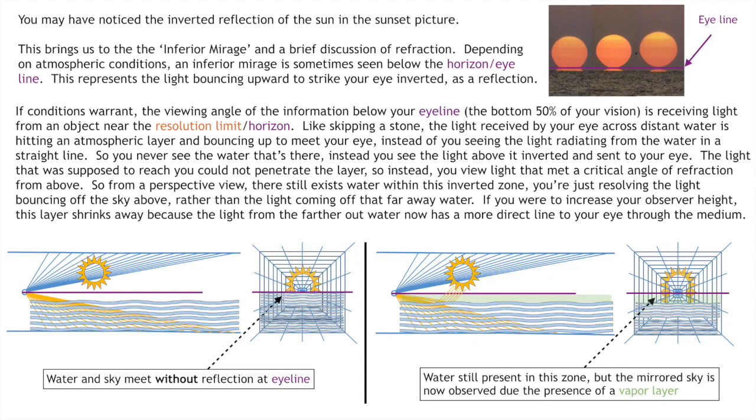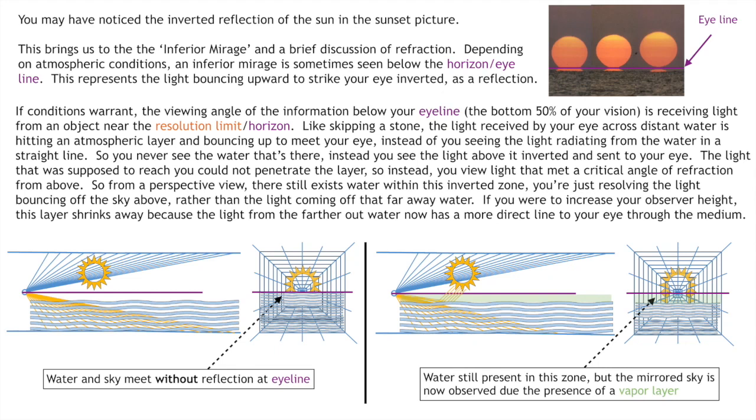So depending on atmospheric conditions, an inferior mirage is sometimes seen below the horizon or eye line. And this represents the light bouncing upward to strike your eye inverted as a reflection. So if conditions warrant, the viewing angle of the information below your eye line, or the bottom 50% of your vision, is receiving light from an object near the resolution limit or horizon. Like skipping a stone, the light received by your eye across distant water is hitting an atmospheric layer and bouncing up to meet your eye, instead of you seeing the light radiating from the water in a straight line.